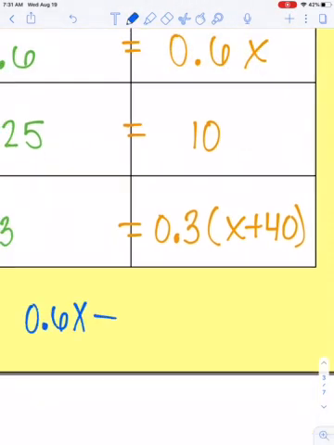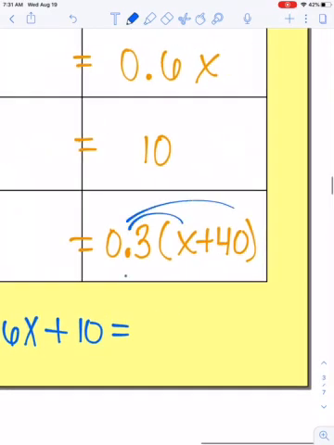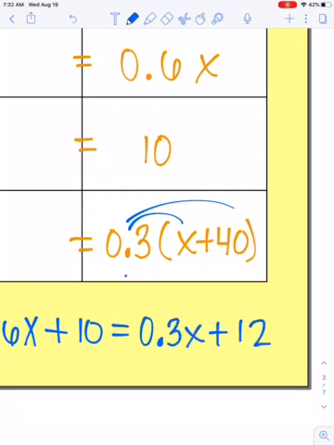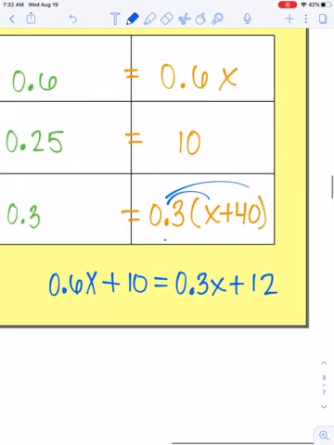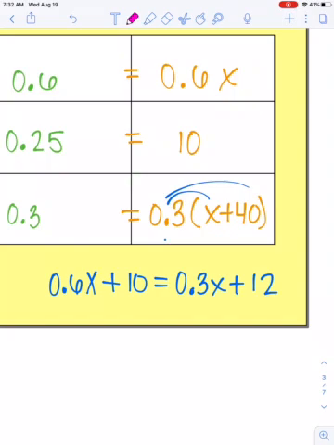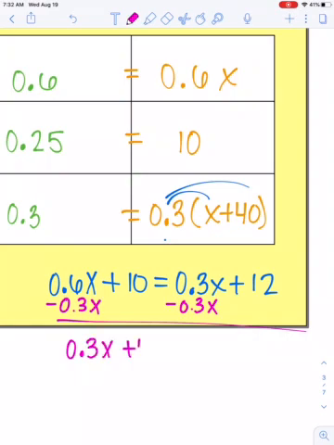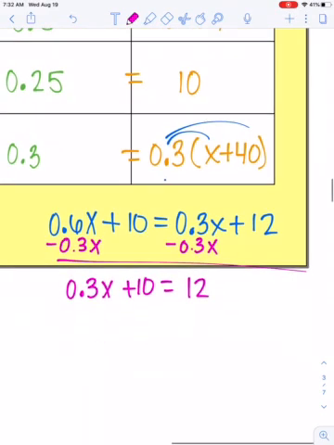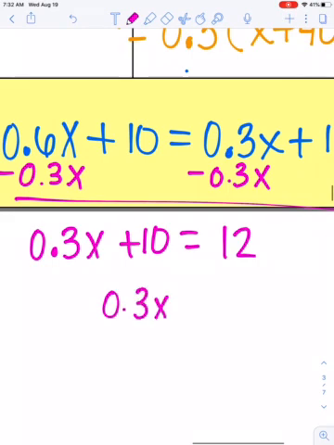And then your equation is the exact same way as before. So 0.6x plus 10 equals, I'm going to distribute as I go, 0.3x plus 0.3 times 40 is 12. Then you're just solving. So if you want to pause it and solve it on your own and then check it, that's fine, but I'm going to go pretty fast. So you're going to move the 0.3x because it's smaller, which leaves you with 0.3x plus 10 equals 12.